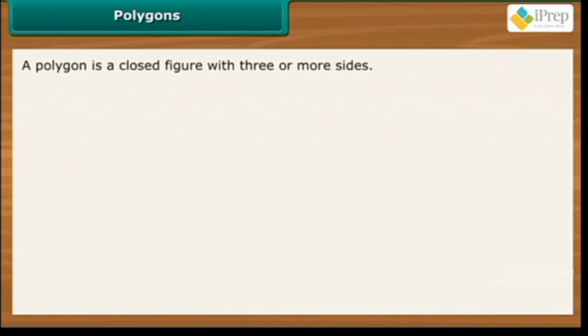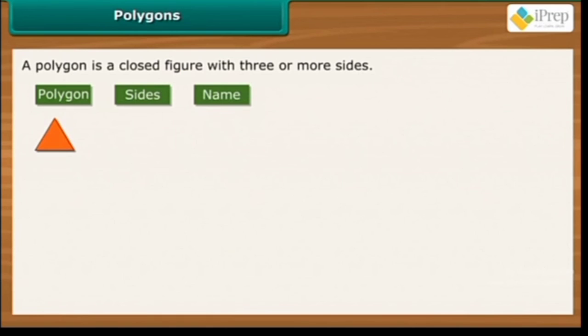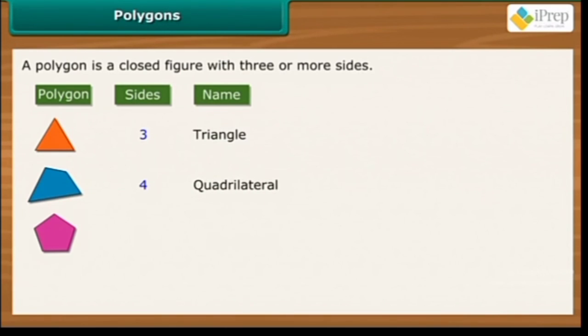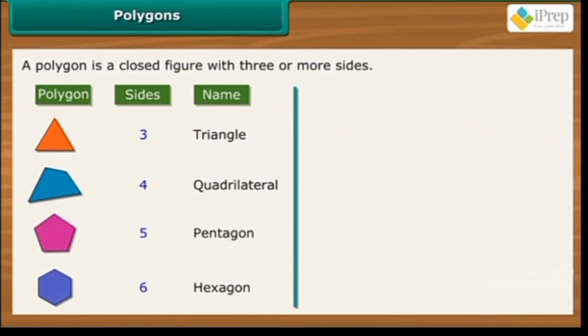A polygon is a closed figure with three or more sides. Here are some polygons. Let us count their sides and name them.